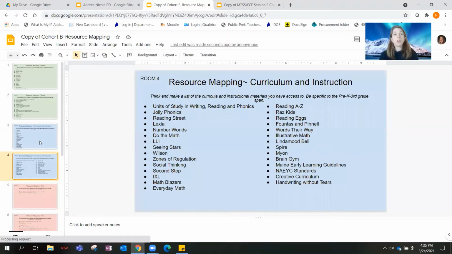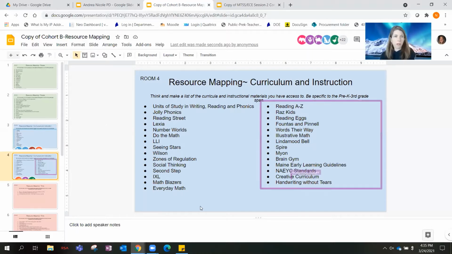All right, so the resource mapping for curriculum and instruction. What's interesting here is that we tend to have a vast amount of curriculum and instruction available to us. But how we organize that into a usable framework, library, or inventory is equally as important as the big brand name, really well researched, really effective curriculums that you might have on this list.